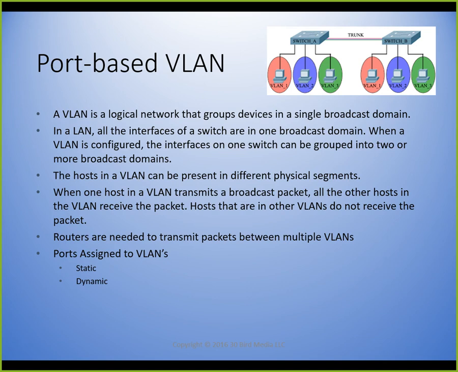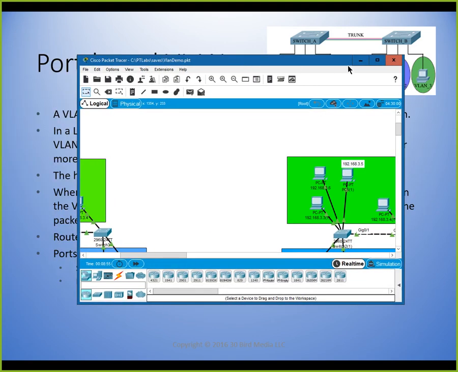We have to have routers in order to allow the different VLANs to talk to each other. Should make sense because they're different IP networks. And the ports are assigned as static or dynamic. Dynamic is really cool, sounds really cool, much harder to configure, and you have to have special equipment to do that. But in a dynamic VLAN, the computer gets plugged in and gets automatically assigned to a VLAN based upon its MAC address.